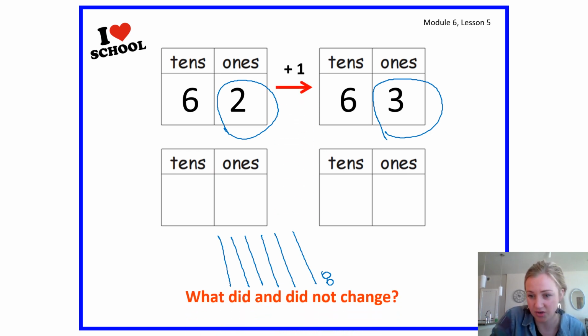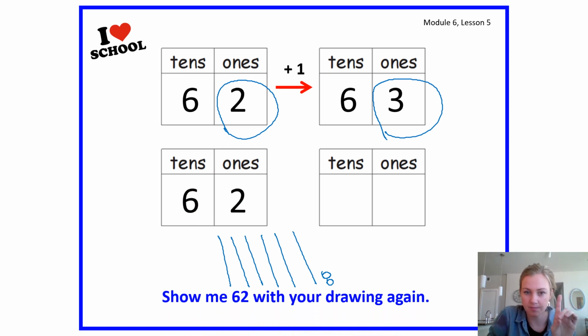What didn't change? We know that the 1's place changed. What stayed the same? Get ready. The 10's place. The 10's place did not change because we were only adding 1. We did not change the 10's place.